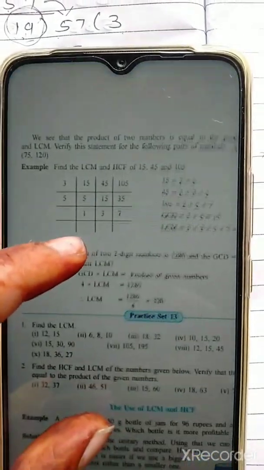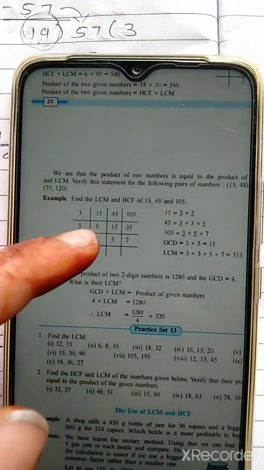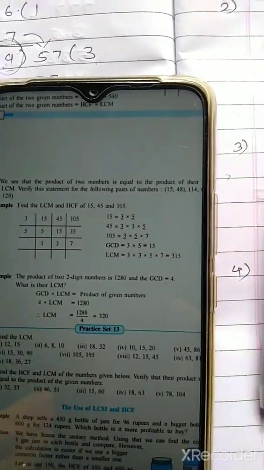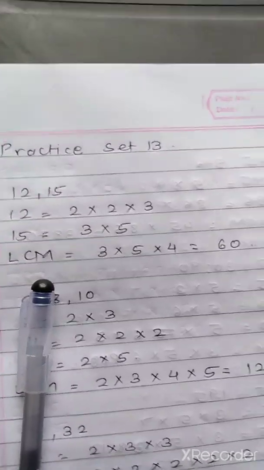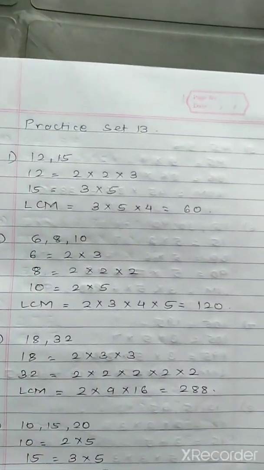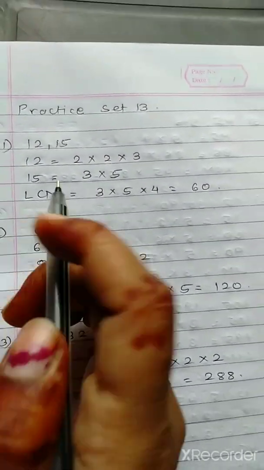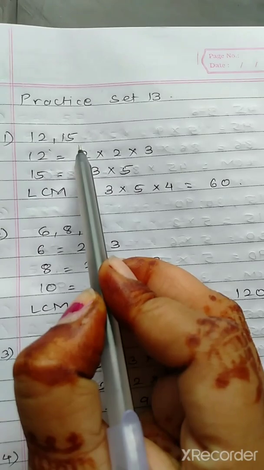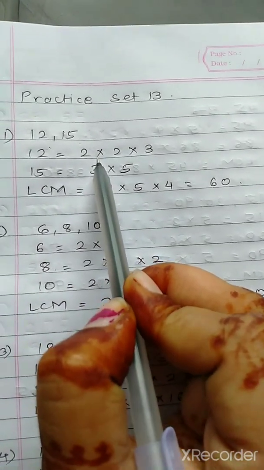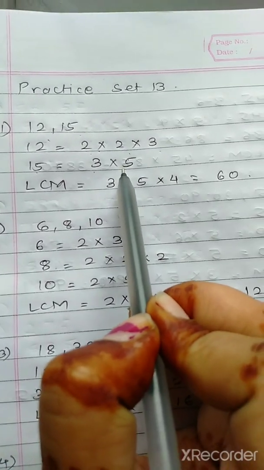Moving ahead to practice set 13, that is finding out the LCM, that is least common multiple. The first question is 12 and 15. We are supposed to find out the LCM of 12 and 15. Again, here also we will find the multiples. This is 12, this is 15. 12 is nothing but 4 3s are 12. So 2 cross 2 cross 3. 15 is 3 5s are 15.